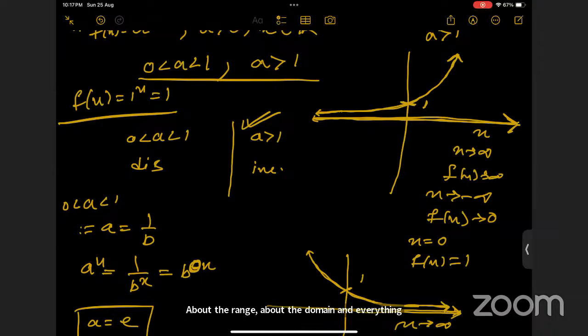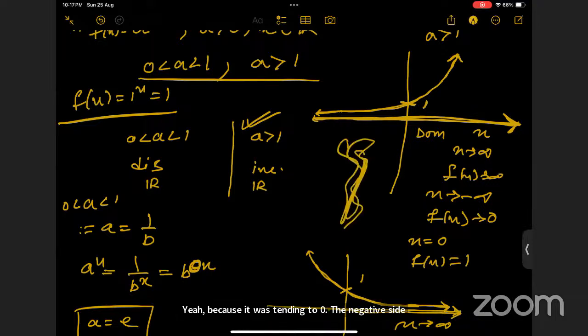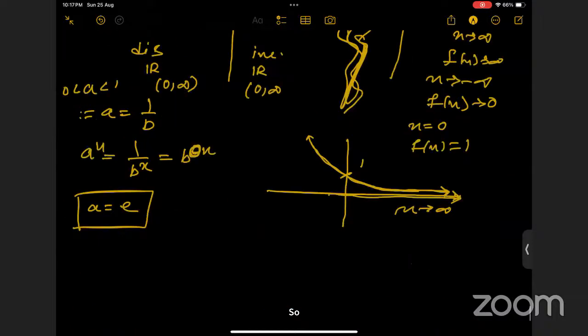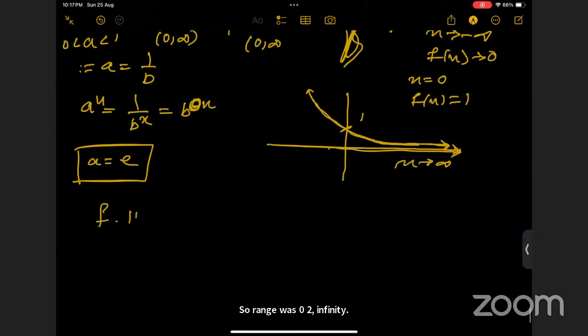So it was the domain, right? The x-axis was the domain, which is all real numbers, right? And the range is only the positive numbers, because it was tending to 0. The negative side is empty, right? So the range was 0 to infinity. So if we take the exponential function from R to 0 to infinity, it will be an onto function, right?